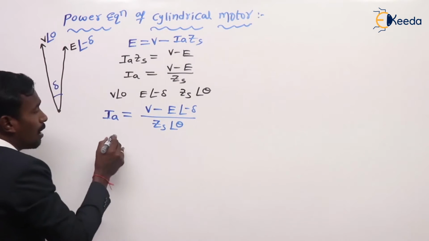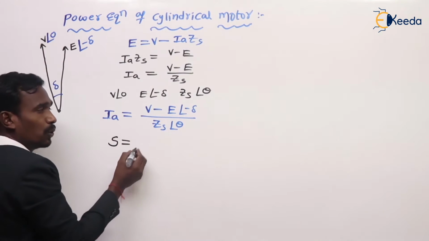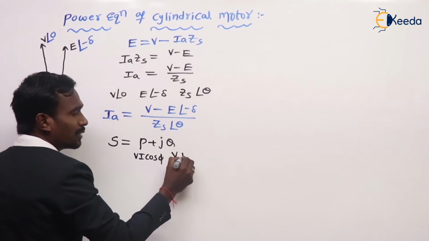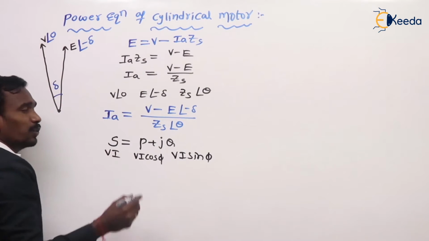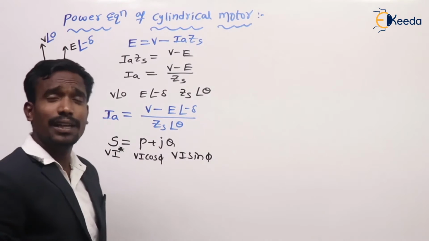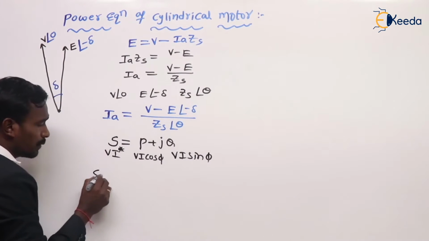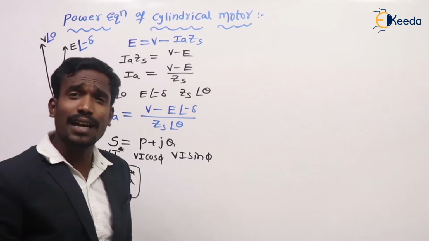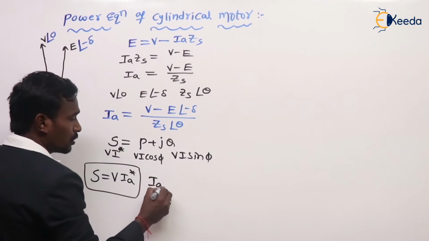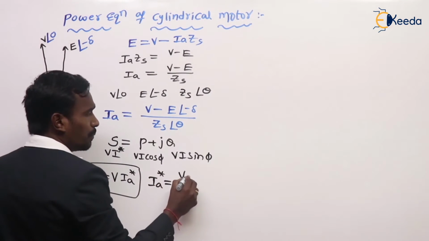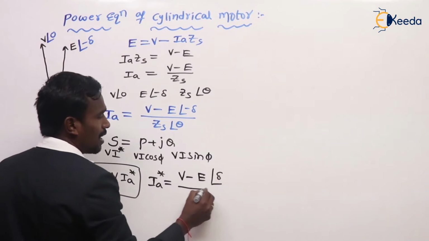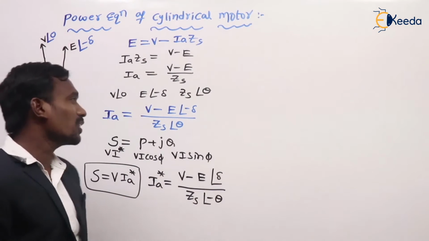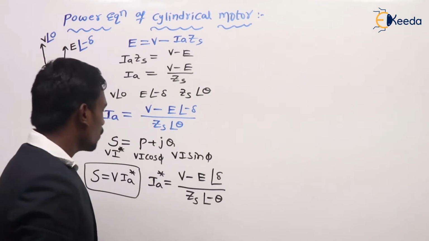But I want the apparent power S. S is equal to P plus jQ, of course. P is nothing but VI cos phi, and Q is nothing but VI sin phi. S is not simply VI; S is nothing but V times I conjugate. So the apparent power S is equal to V IA conjugate, that is the formula. Sir, I know IA, but how to find IA conjugate? IA conjugate is equal to (V minus E at an angle delta) upon ZS at an angle minus theta. Conjugate means the angles are reversed. So this is IA conjugate.